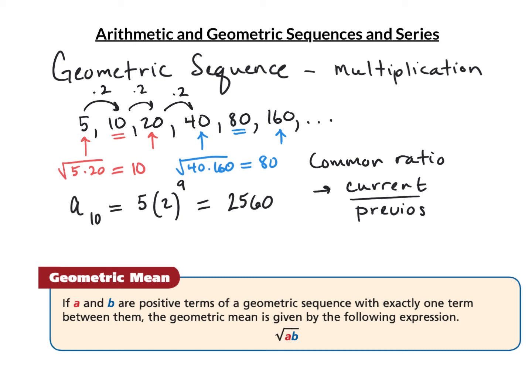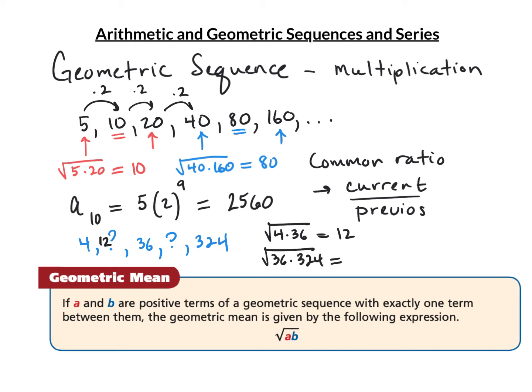This means if I give you a sequence like 4, comma, we don't know, comma, 36, and something, comma, 324, we can find these unknown values because they're the middle number. All we need to do is take the square root of 4 times 36. That will end up being 12. We know this is 12. And the square root of 36 times 324 will end up being 108. This one is 108.